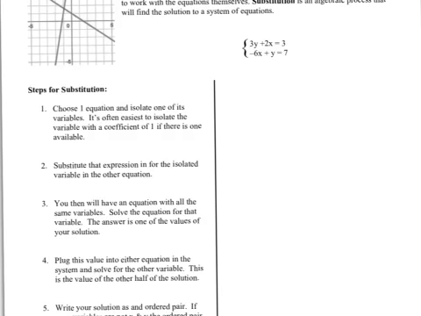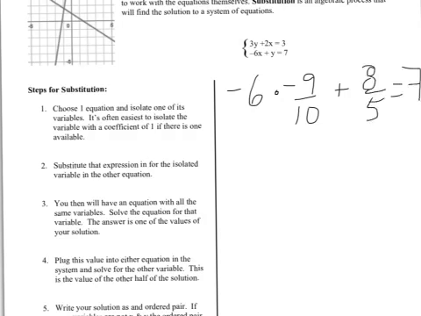So I'm going to have negative 6 times our x value, which was negative 9/10, plus the y value, which we said was 1 3/5, which is 8/5. And we're going to say, does that equal 7? So make that 6 over 1. I can do some cross canceling here. I'm going to divide both of these numbers by 2. So this becomes negative 3, and that becomes 5.